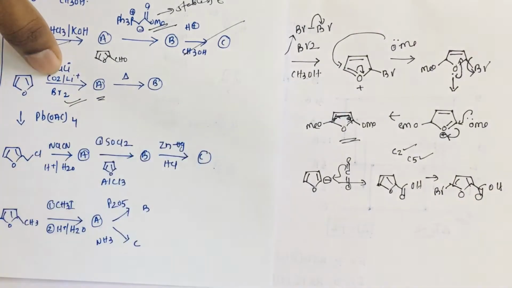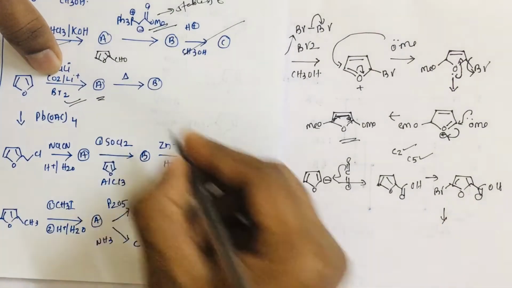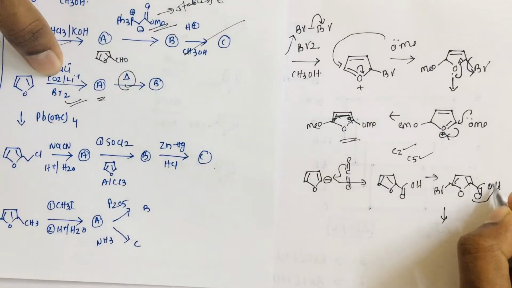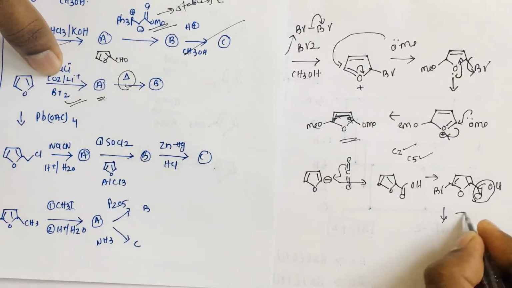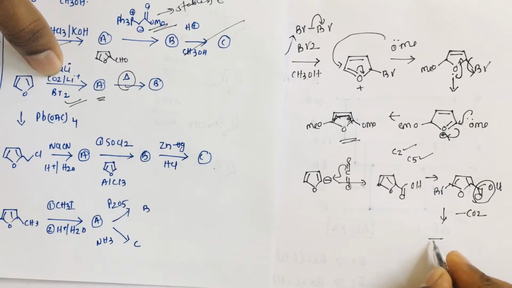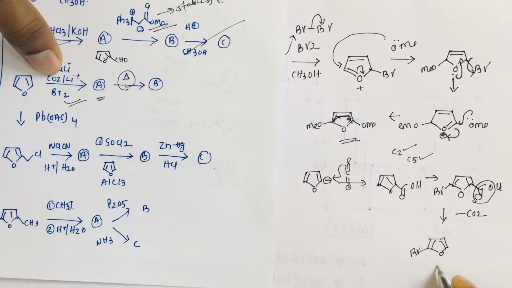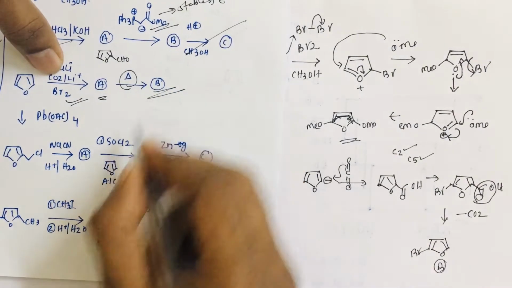So this is the A, and in the B we are just heating it. So when we have carboxylic acids, if we heat it, then the elimination of carbon dioxide takes place. The final product is this. So this is the B here.